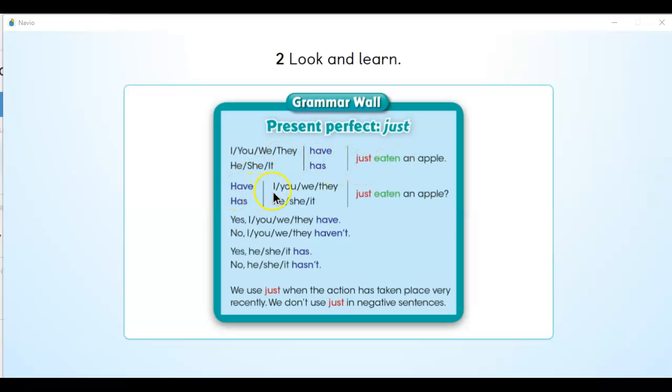We also do that with the interrogative questions. Remember that the auxiliary goes at the front of the sentence, so we see from the beginning that it is a question. Then at the end, the rest of the sentence. So we use just when the action is done. We don't use just in negative sentences. Let's see if you understood. To find out if you understood, let's practice some grammar exercises.